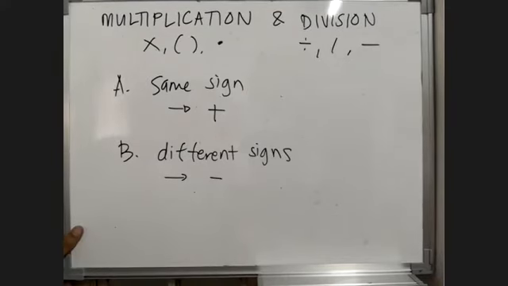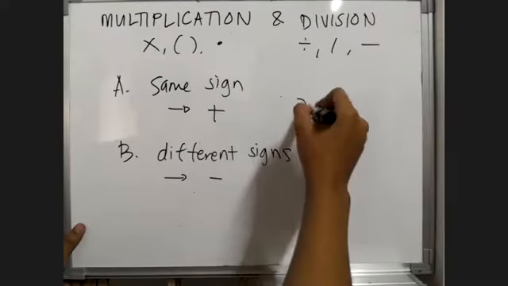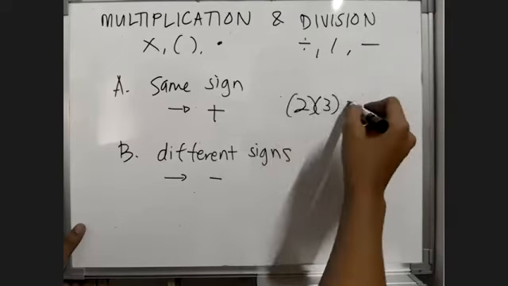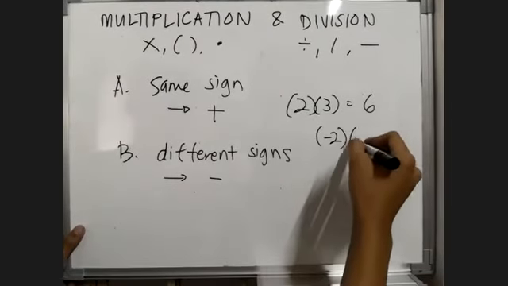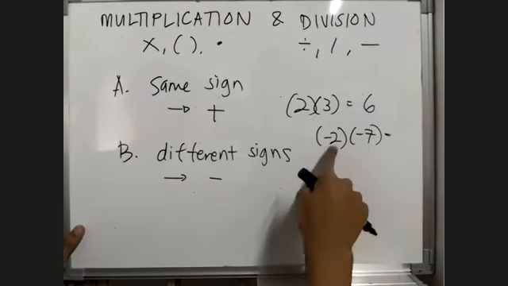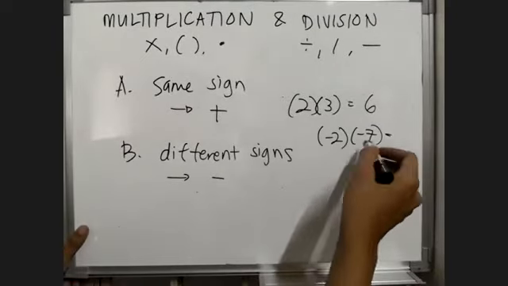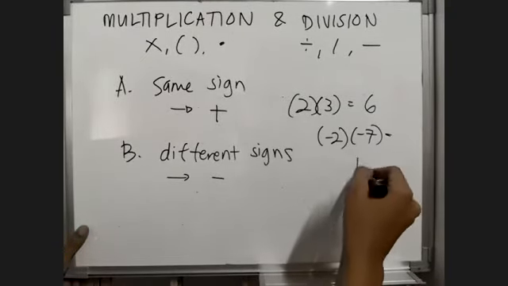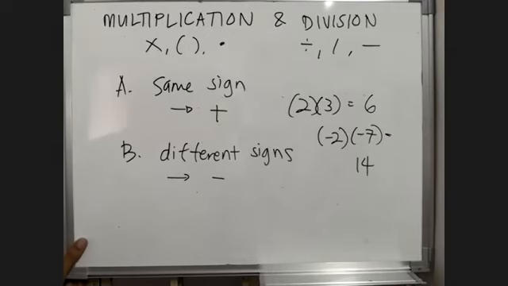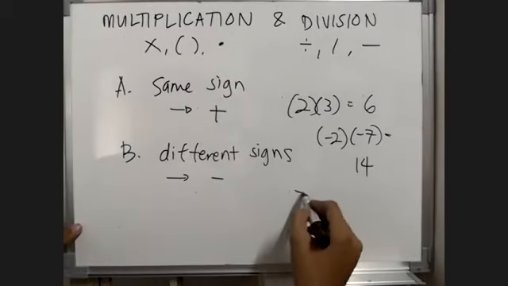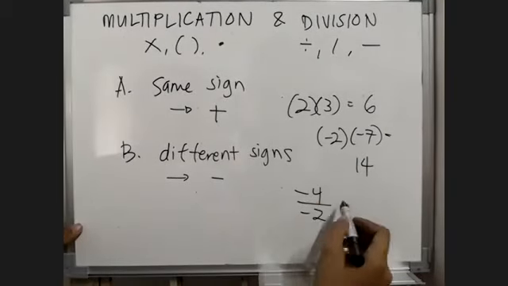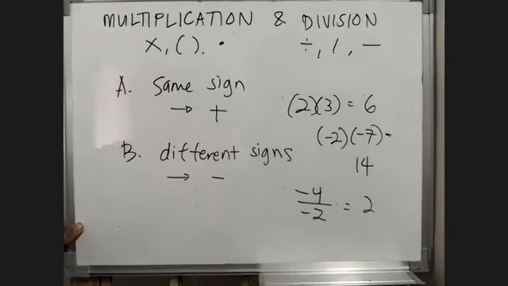Ganun lang. So, for example, I have 2 times 3. We have 6. Positive siya parehas. Same sign lang siya. So, for example, I have negative 2 times negative 7. Ang sagot dyan, pareho lang ng sign kaya magiging positive. 2 times 7 is 14. Ganun lang siya kadali. It's like as easy as 1, 2, 3 lang. So, pag division naman, negative 4 divided by negative 2, pareho ng sign, positive 2. So, 4 divided by 2 lang siya.